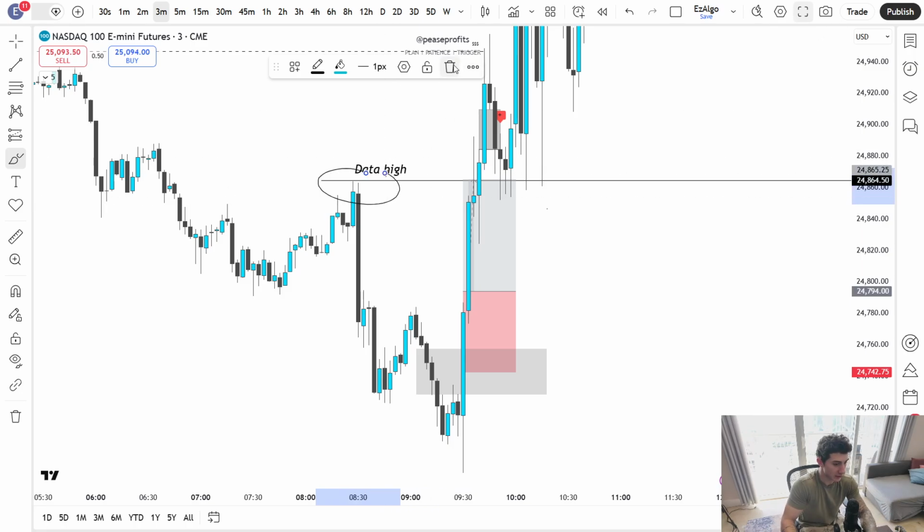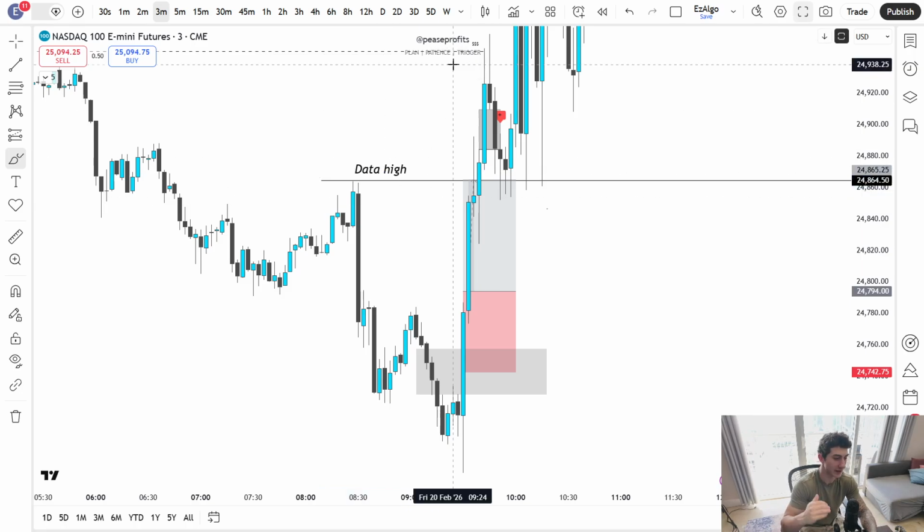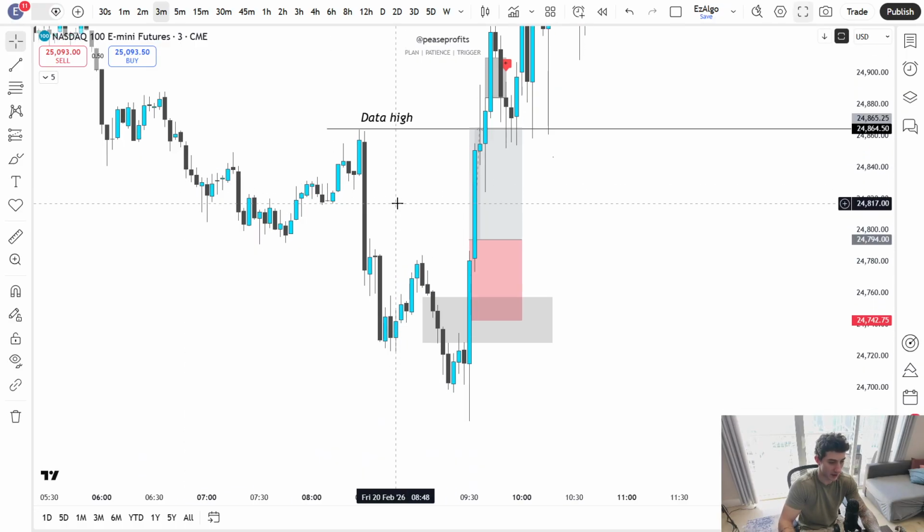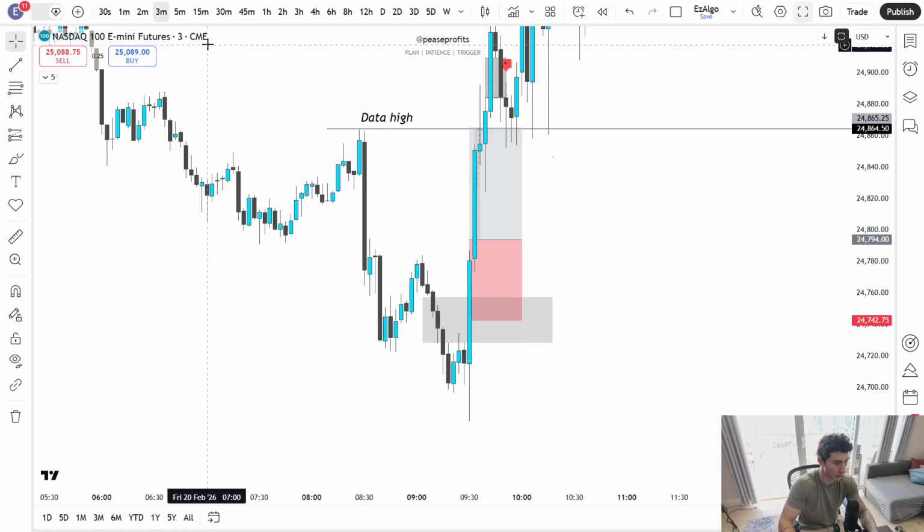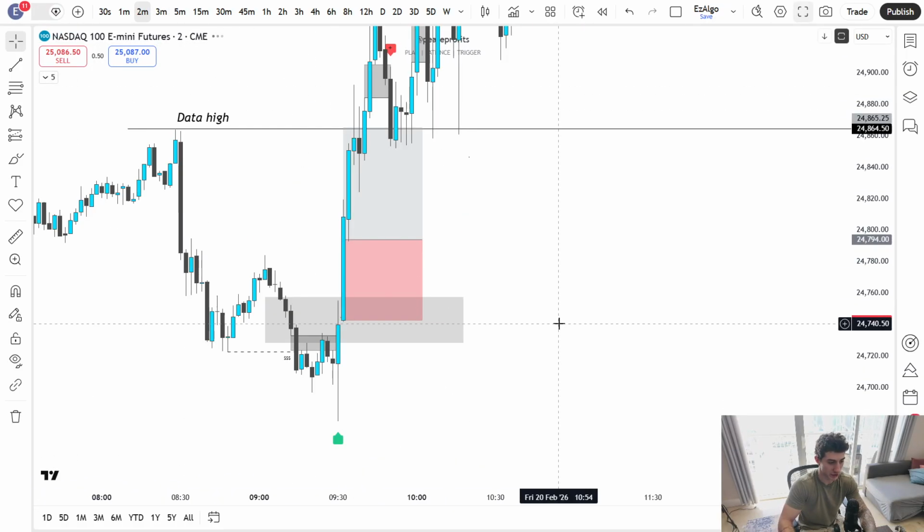So we had news at 8:30 a.m. Anytime you have a data wick high or a data wick low, this is a very strong draw on liquidity. Like this exact setup here probably has a 90% win rate if you were to go and back test this. So we had a beautiful data wick above that I was looking to target.